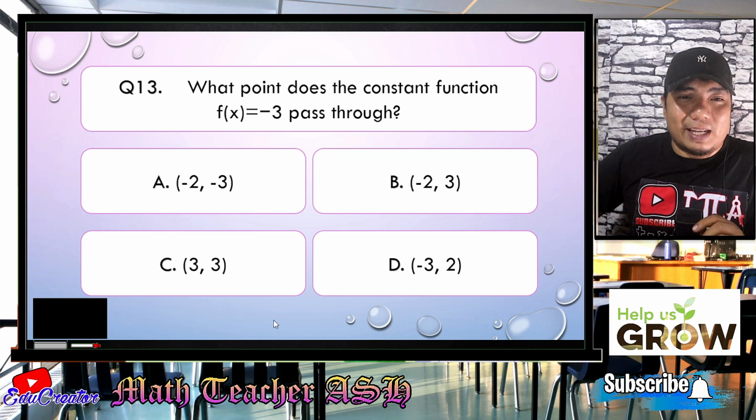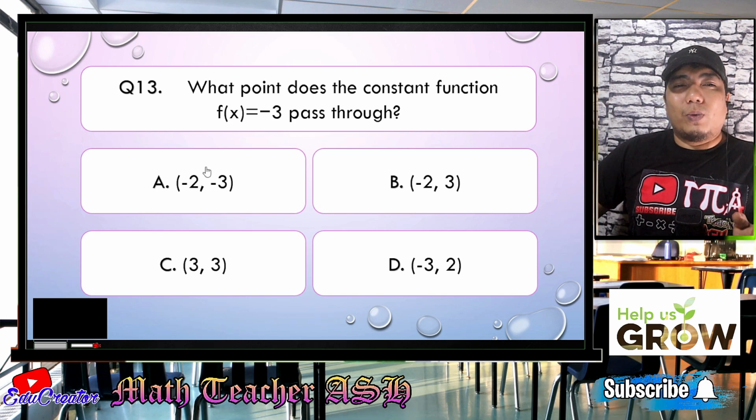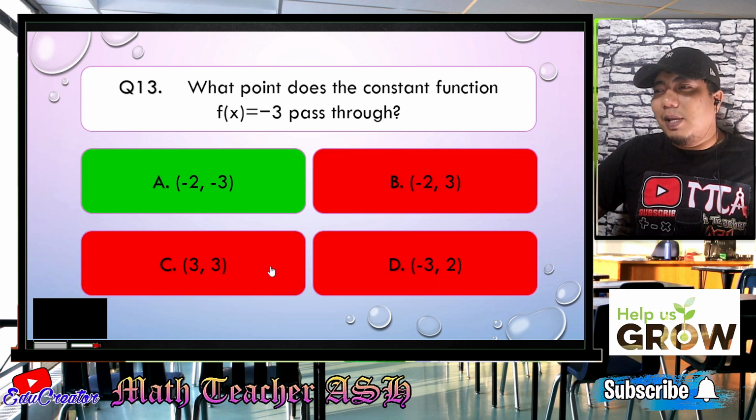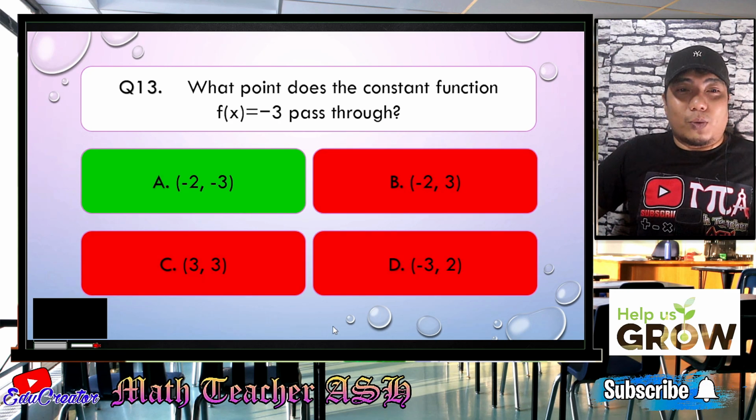So where is a -3 for y here? All right. So we have here letter A. That is the correct answer. Easy, right? Very easy, my dear math learners. So now let us go to question number 14.